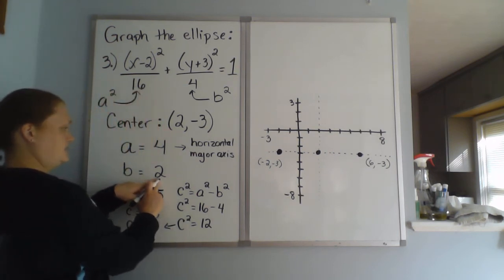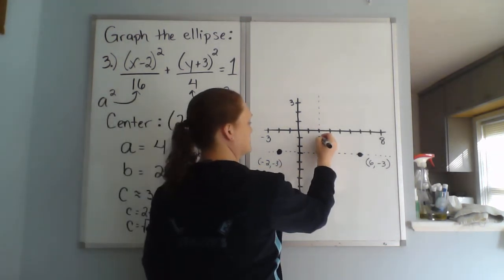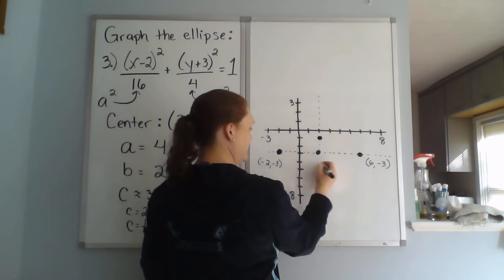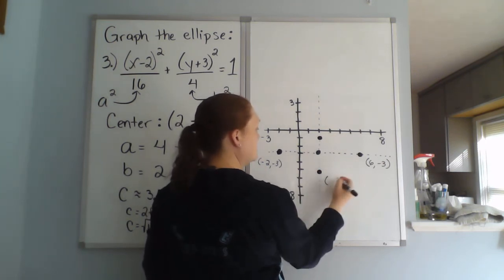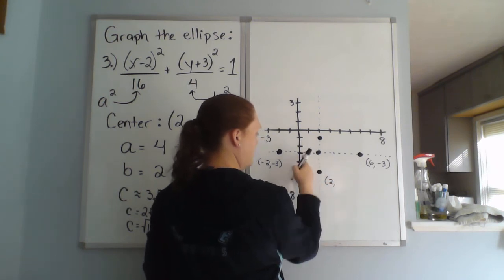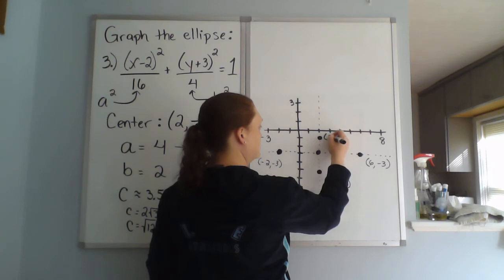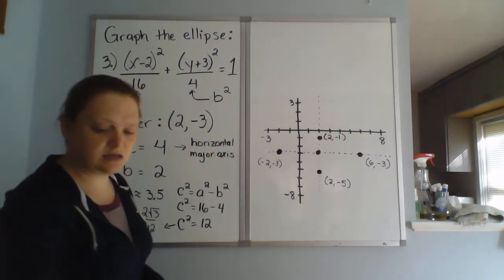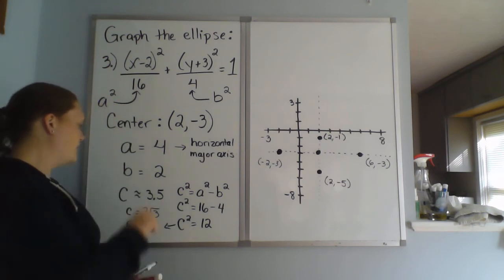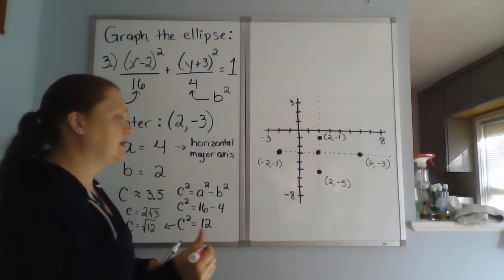The minor axis is vertical, and it's 2 units long, so from here I need to go up 2 units, and down 2 units. Okay, so those coordinate points, this is at 2, comma, negative 5, and this one is at 2, comma, negative 1. All right, and the only other thing I need are now my focus points, and usually I draw those before I do the minor axis. I did it a little out of order this time.